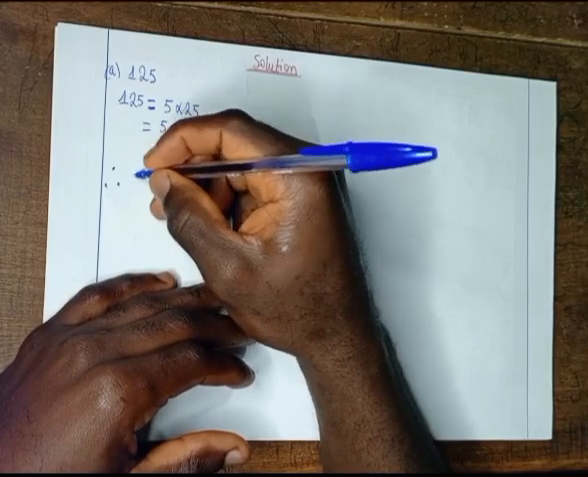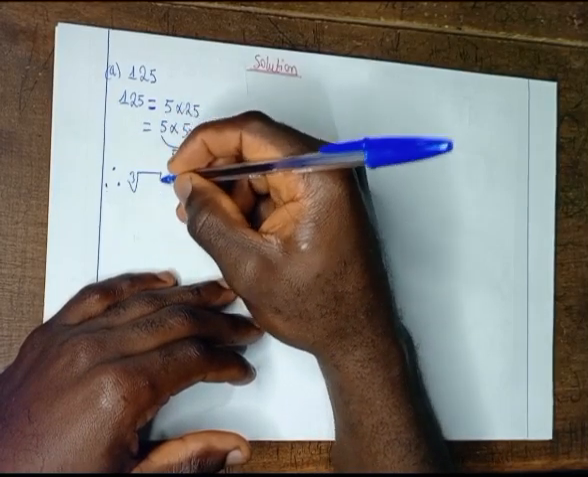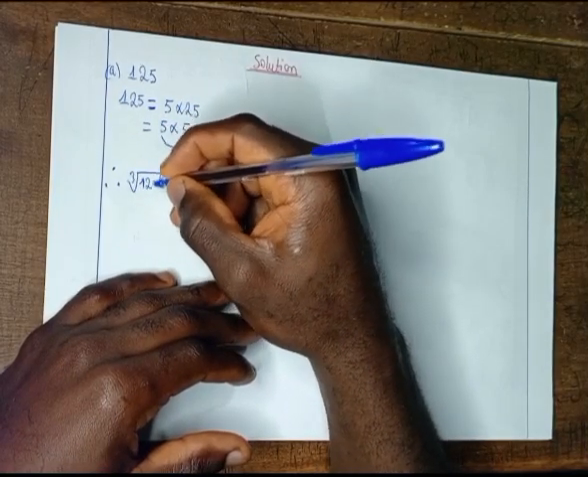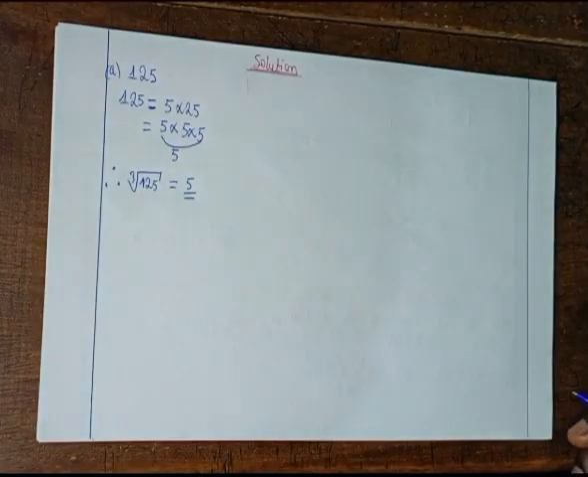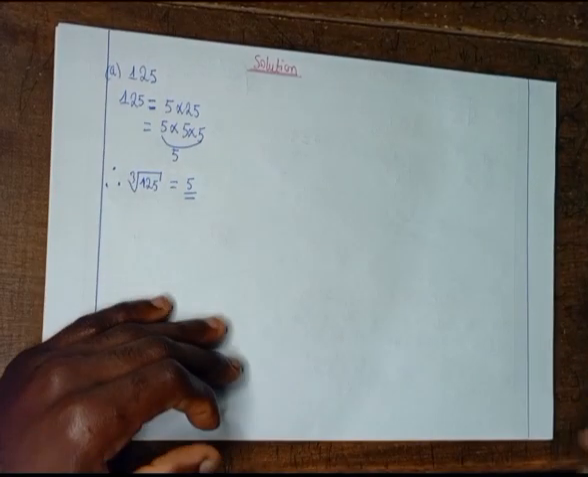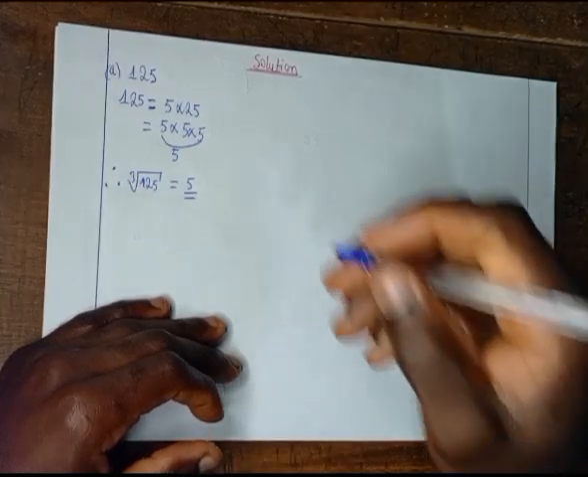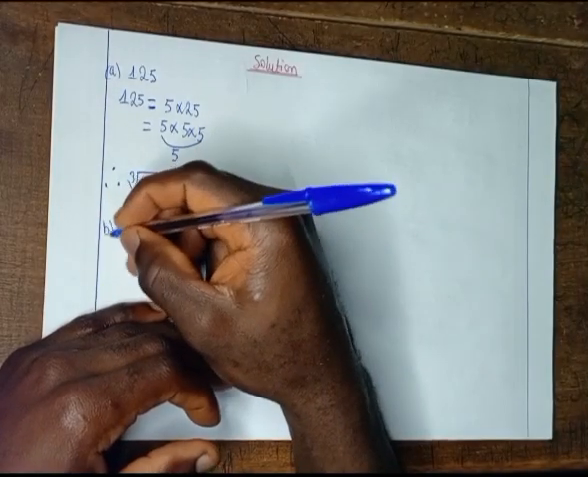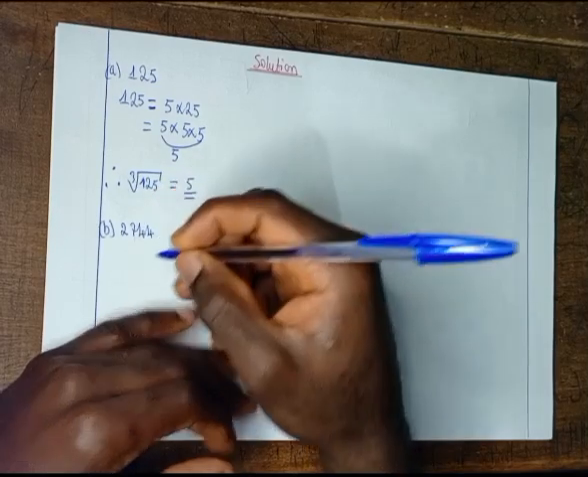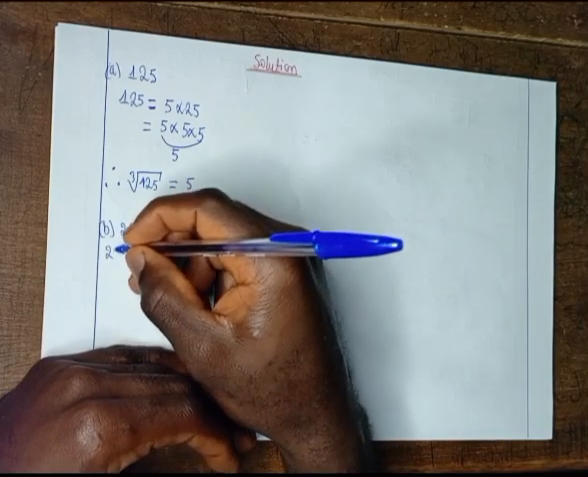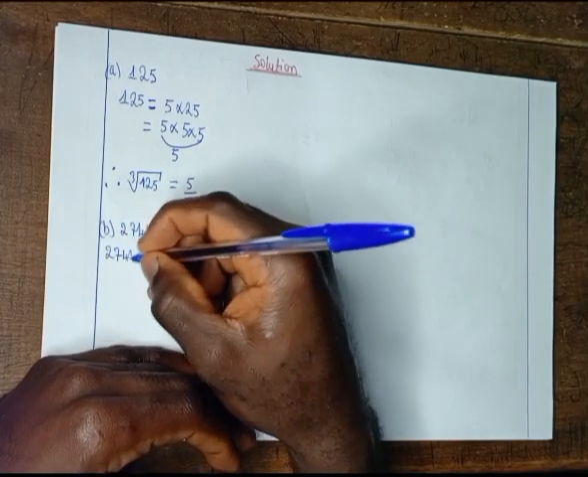Therefore, the cube root of the number 125 is simply equal to 5. We are done with question A. Next, we go to question B. For B, we have the number 2744. We need to prime factorize the number 2744.